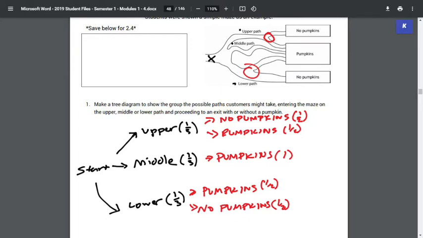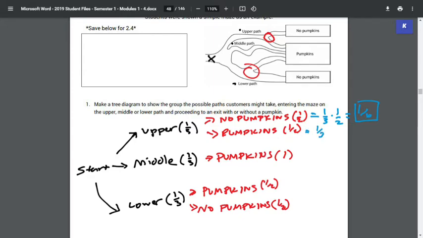After we do that, we can establish the probability for getting pumpkins or no pumpkins. There are really 5 outcomes here in red. What I'm going to do is multiply the fractions along each path together, so I can determine the probability of taking that path. For the one where I pick the upper path and that leads to no pumpkins, I come across a third and then a half. So 1/3 times 1/2 gives me 1/6. There's a 1/6 chance that I take this path and get no pumpkins.